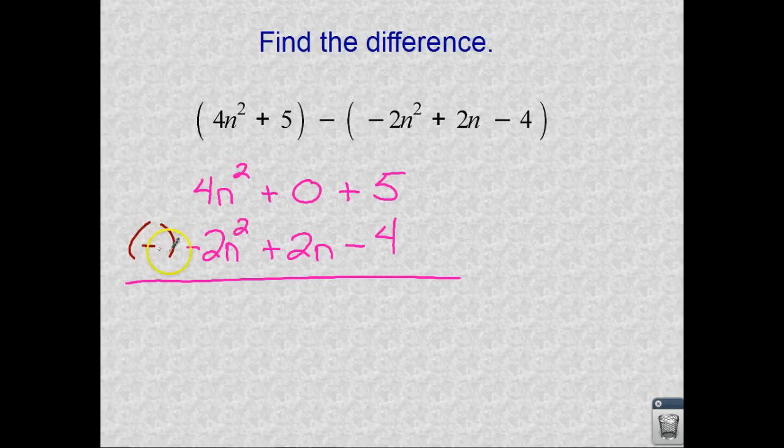4n squared minus a negative. Remember those back-to-back signs. That means plus. So we have 6n squared. 0 minus positive 2n. So 0 minus 2 is negative 2n. And then I have 5 minus a negative 4, which is known as a positive 9. Okay, there is our final answer, combining all of our like terms.